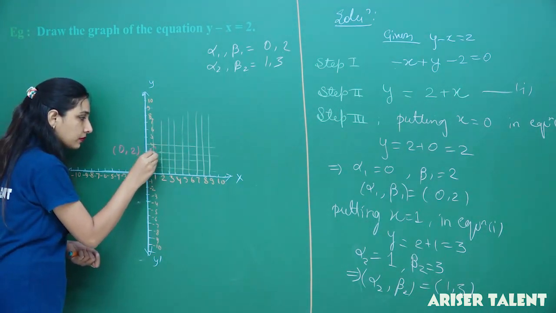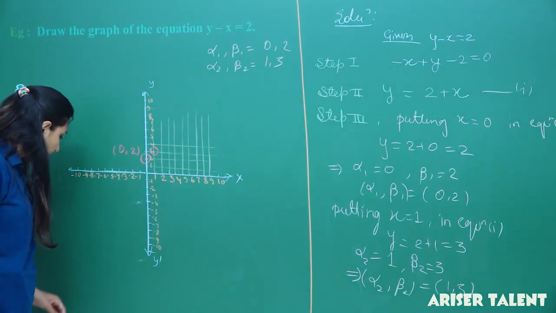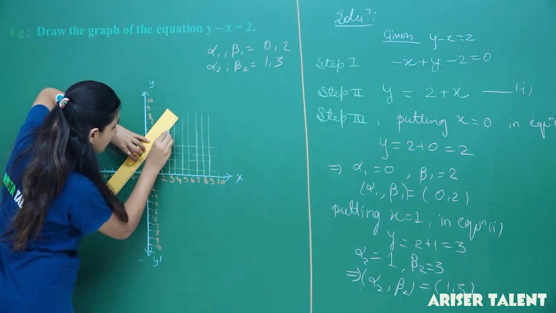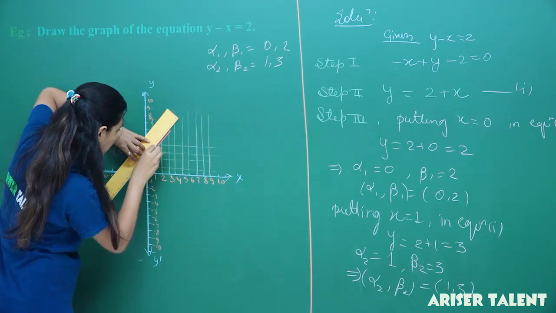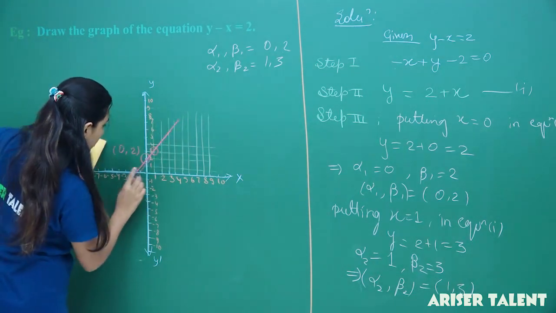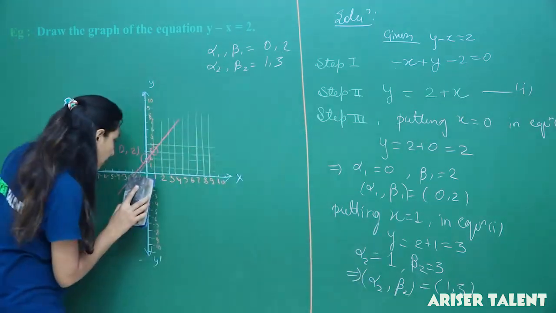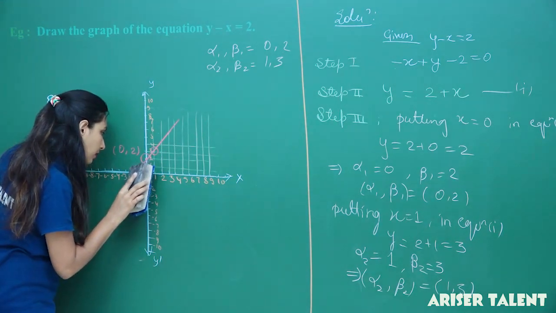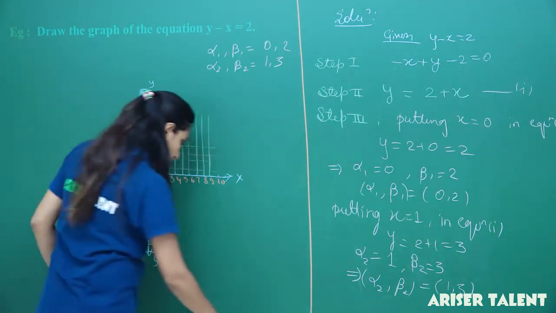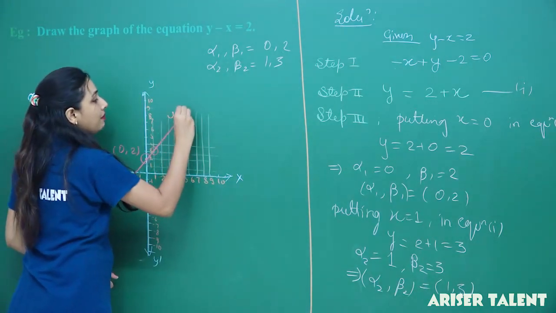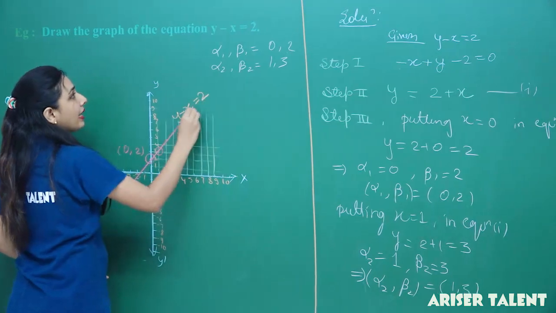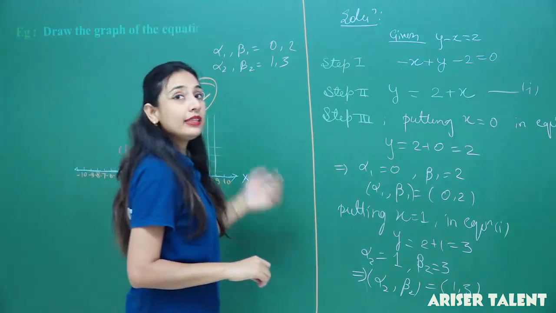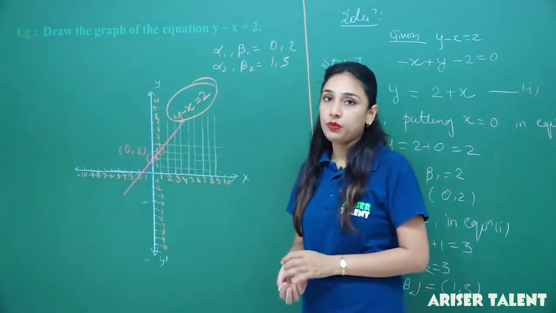Okay, this point. Now what will I do? I'll just take this scale and meet these 2 points. Okay, sorry, it's just messed up. Okay, so we'll be having this line, right students? This line is what? Nothing but y minus x equals to 2. This is that line. So you have just plotted this given equation on your graph paper.